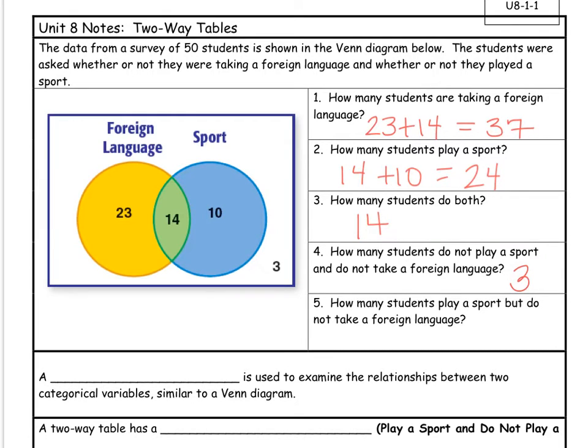And finally, question number 5, how many students play a sport but do not take a foreign language? So again, here's the section of students who play a sport. This is the section of students in here who take a foreign language. So of those that play a sport and do not take a foreign language, they just play a sport, that would be 10 people.